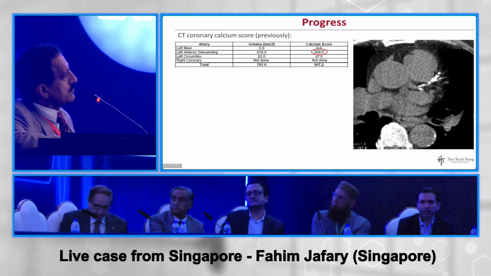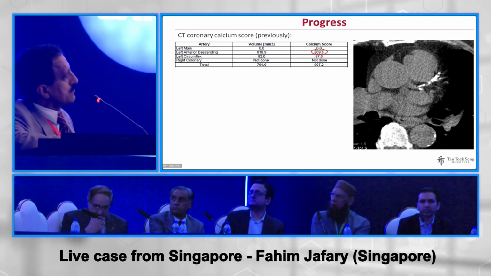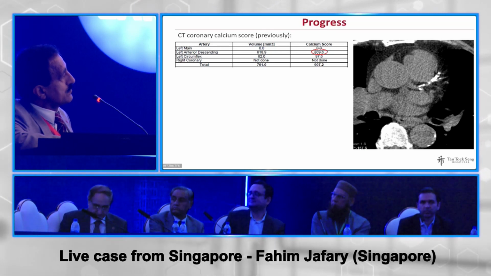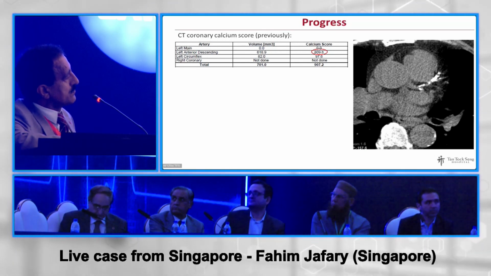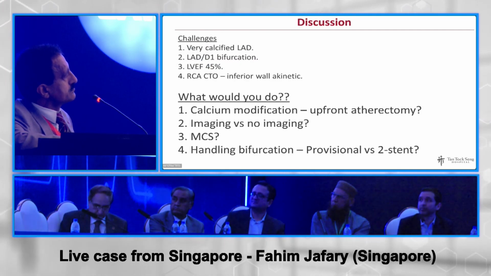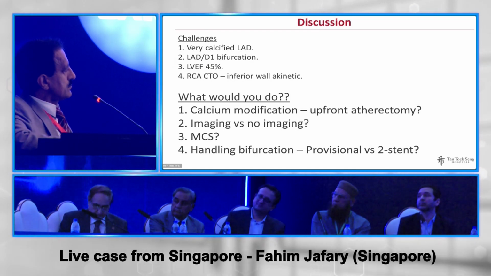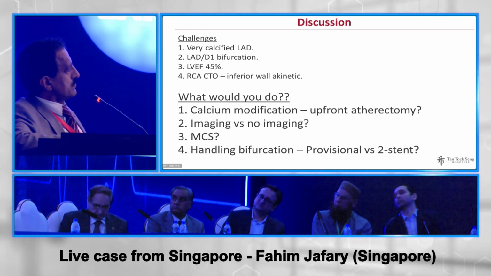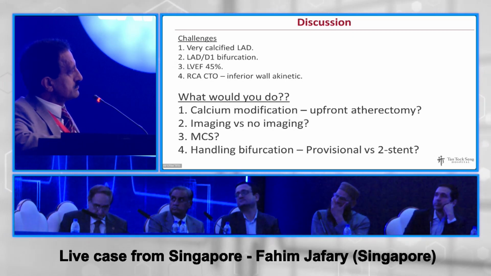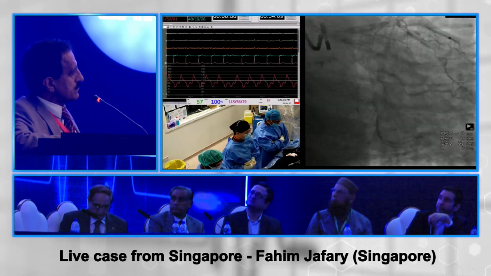We managed to do a CT coronary calcium score prior to the test, and you note the very high calcium score, especially in the LAD. Next slide. There are challenges with this patient. We have a very calcified LAD. You can see from the image it's a bifurcation, probably a 1,1,1 Medina, and the EF is 45%, and we have an RCA CTO. I'll now pass over to my partner Fahim to discuss the strategy.